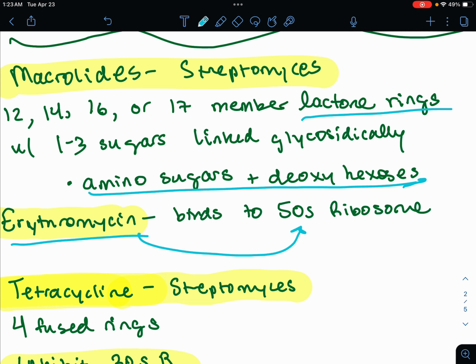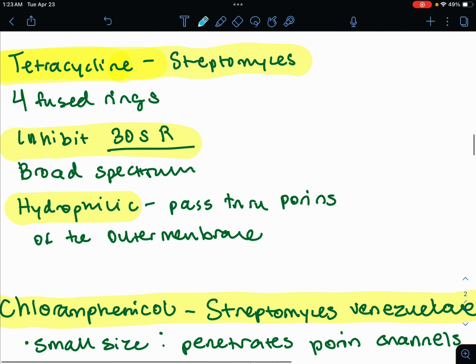All right, tetracyclines is the one that we're doing our presentation on later this week. Tetracyclines are made by Streptomyces. Specifically, a type would be streptomycin.